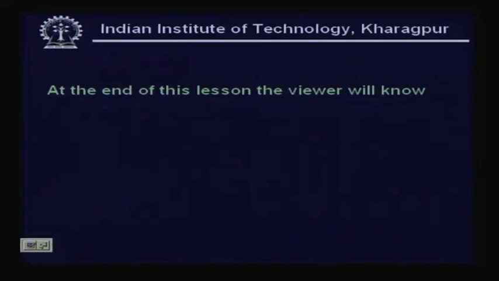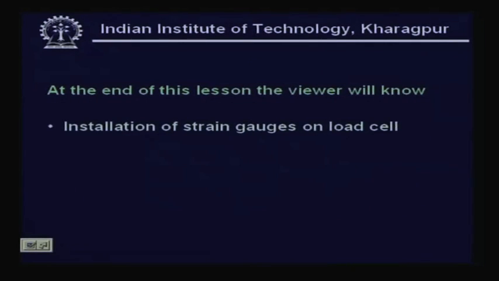At the end of this lesson, the viewer will know the installation of strain gauges on a load cell. How the strain gauges are installed on the load cell is very important to make the sensitivity high, and also to get proper output. You will see that if the orientation is different from what we have prescribed here in the case of the column type load cell, you will find there is no output. So, orientation is very important for making a load cell, because the strain gauges are the basic sensors, and they will make the complete instrument of the load cell.